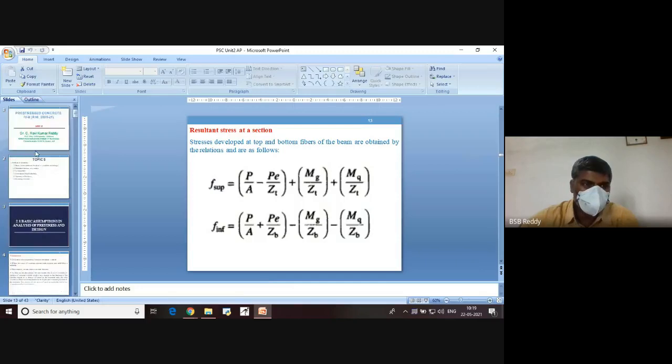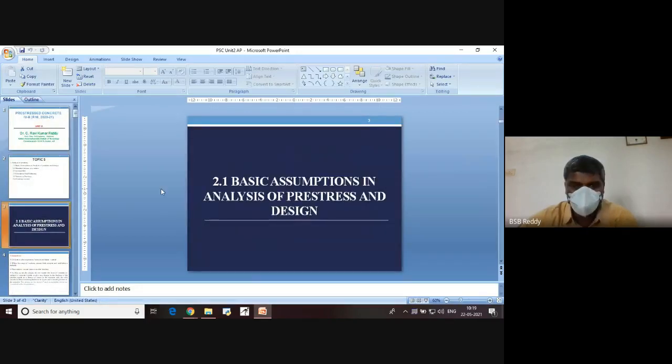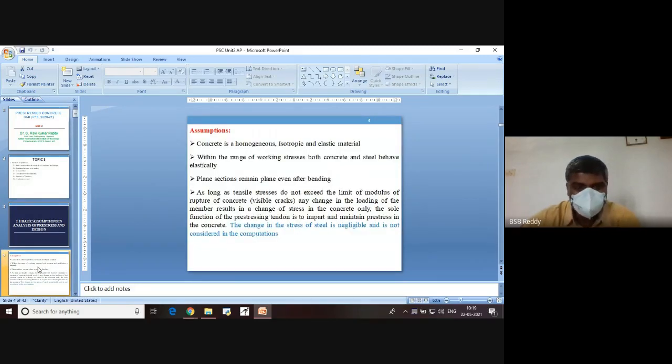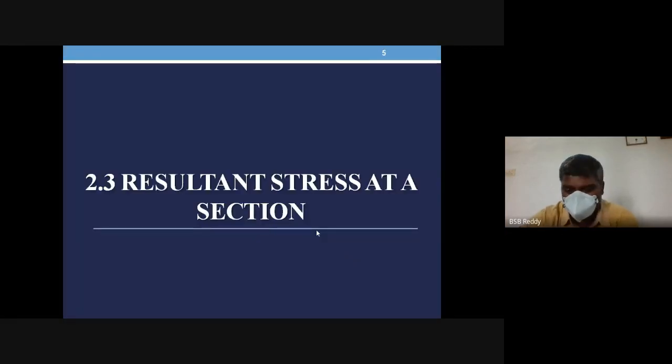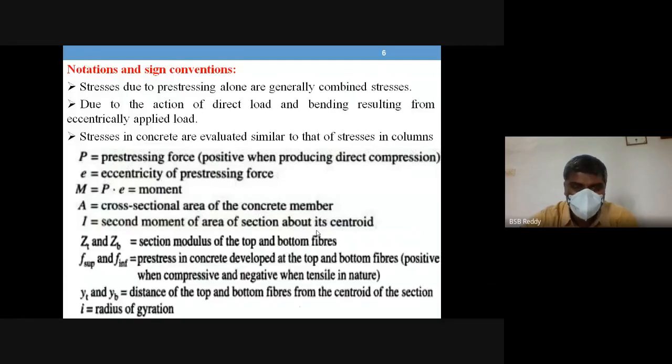In the last session we started talking about unit 2, analysis of pre-stress. We talked about the assumptions in the last session, and also regarding the concentric pre-stressing case and the different notations.